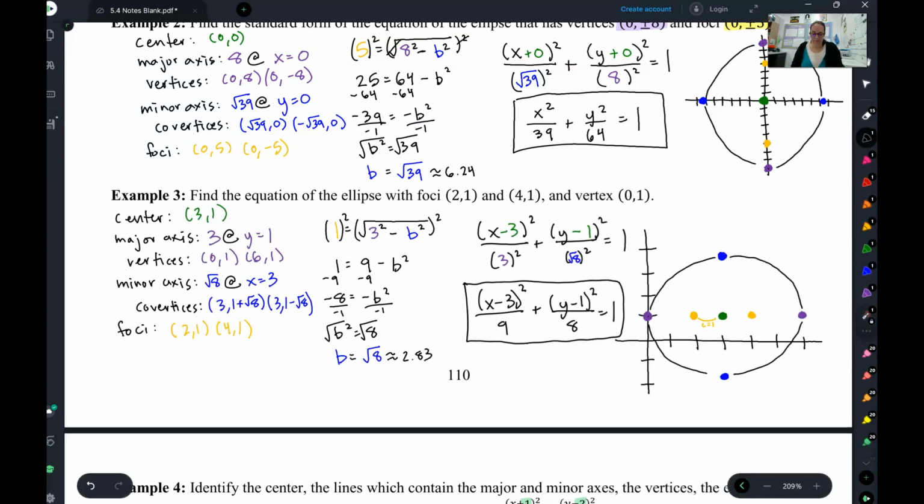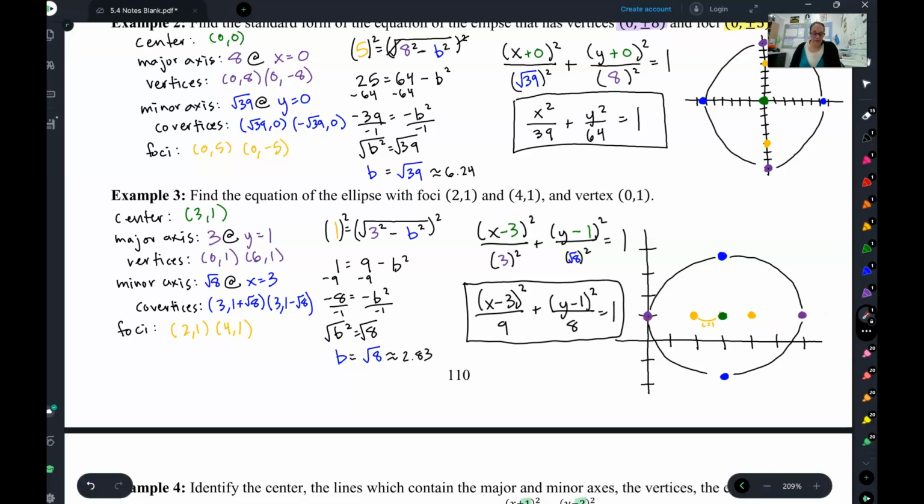Let's check your work. So first off, these are the ones I started with. I knew these foci points, so I knew both these yellow points, and I knew this vertex. So it tells me that vertex, so I know where the major axis is. I know that this is going to be the major axis because it has the vertex on it.